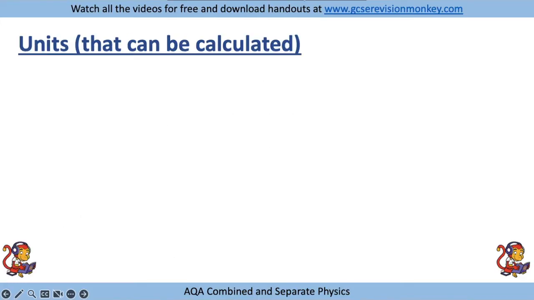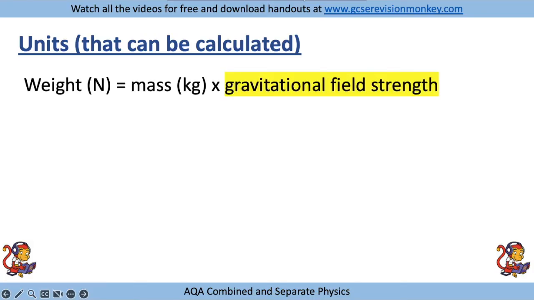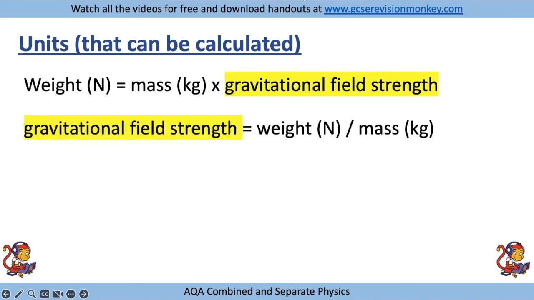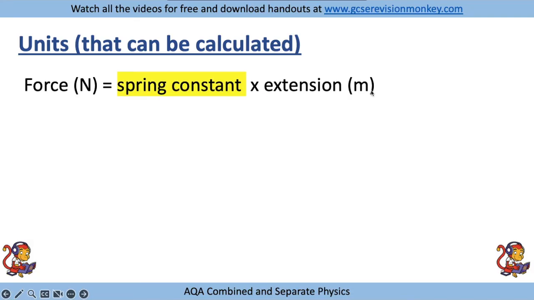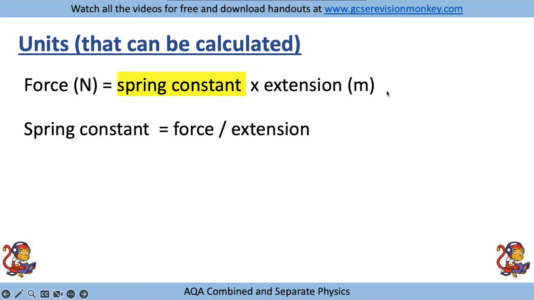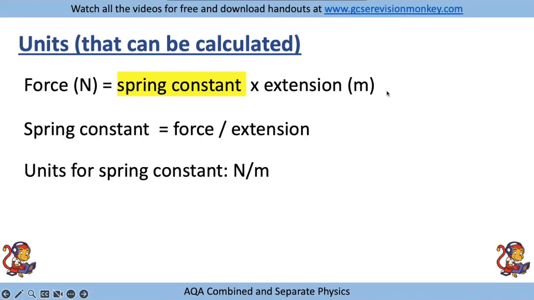Now I've left out a few units because these are ones that can be calculated by using the equations. The first one is gravitational field strength. If you use the equation weight equals mass times gravity and rearrange that to make gravitational field strength equals weight divided by mass, there you get your units, because newtons divided by kilograms will then be the units for gravitational field strength. Force equals spring constant multiplied by extension in meters. Rearrange that for spring constant equals force divided by extension, and you end up with the units for spring constant being newtons per meter, because you've done force in newtons divided by meters.